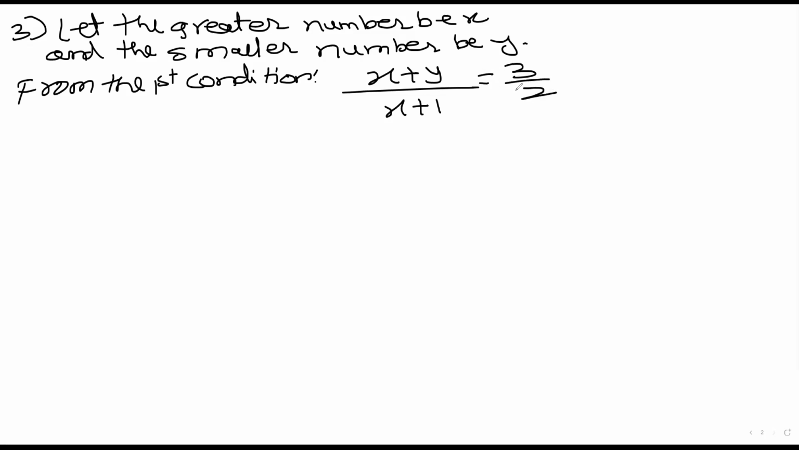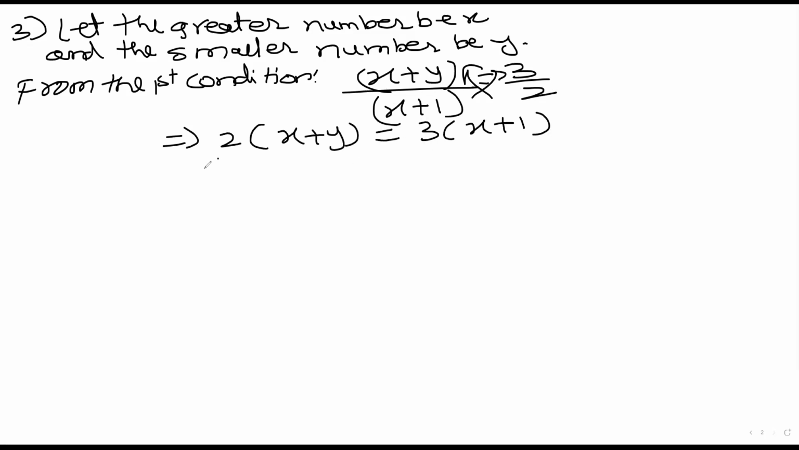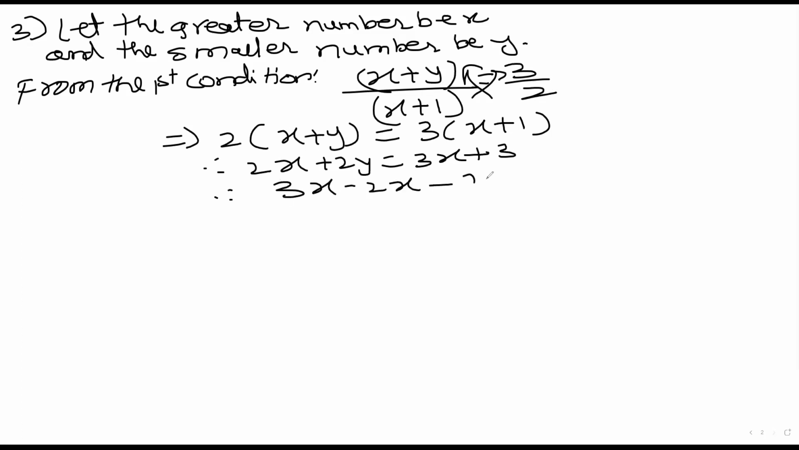Have you understood? Yes, sir. Got it? So put the brackets, cross multiply, and you'll get 2 into bracket x plus y is equal to 3 into bracket x plus 1. So you get 2x plus 2y is equal to 3x plus 3. Okay, so you get, I'll take this 3x minus 2x, minus 2y is equal to minus 3? So you get x minus 2y is equal to minus 3. Okay, let it be equation 1.